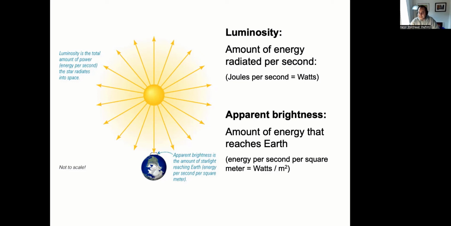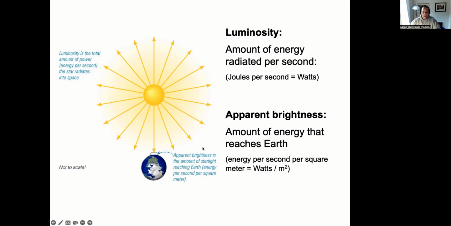The apparent brightness is how bright that object looks to an observer. It is similar to luminosity. You're still measuring energy per second, but now you're measuring it through some aperture, your eyes or a telescope or something like that. So luminosity and apparent brightness are related. Luminosity is intrinsic; apparent brightness does depend on how far that object is from us, but they have fundamentally different units, right? Luminosity is joules per second or watts. Apparent brightness is joules per second per square meter. It's a watt per square meter.